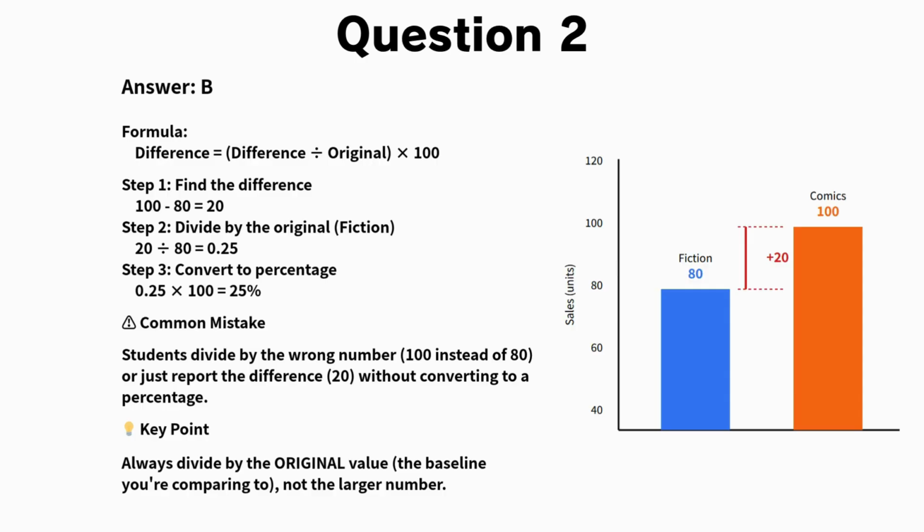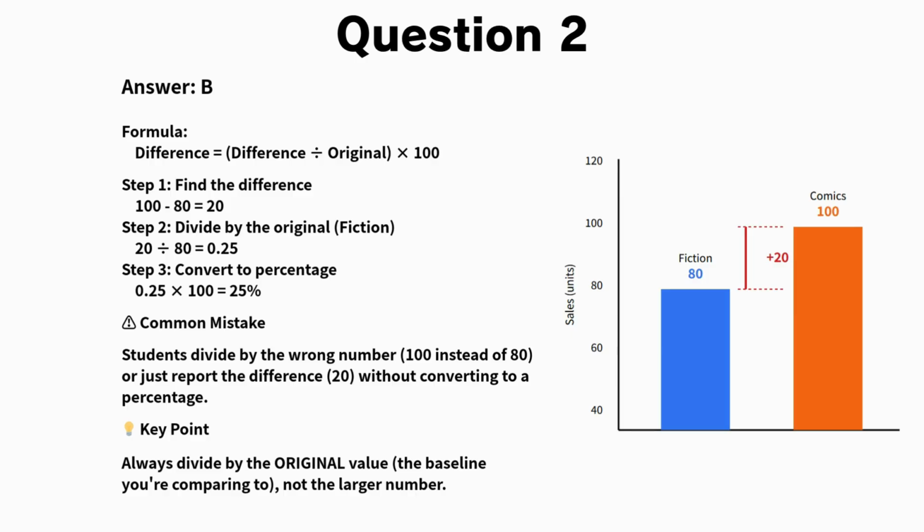Let's work through the percentage difference formula step by step. First, we need to understand what the question is asking. We want to know how much higher comic sales are compared to fiction. That means fiction is our baseline, our original value. Step 1. Find the difference between the two values. Comics sold 100 units and fiction sold 80 units. 100 minus 80 equals 20. So the absolute difference is 20 units.